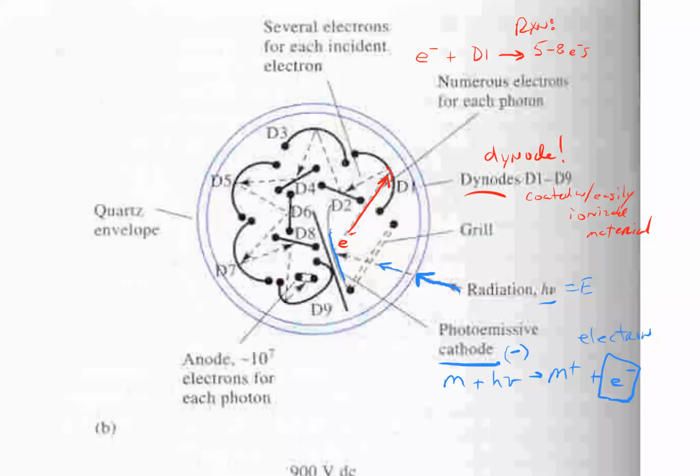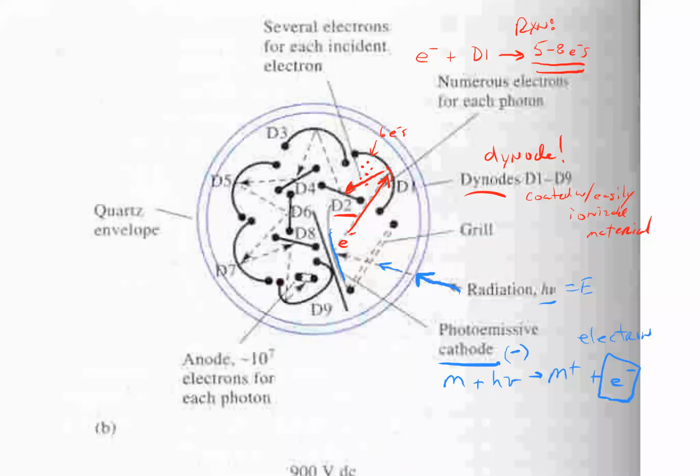So that when the electron collides, multiple electrons are produced, maybe somewhere on the order of 5 to 8 electrons for every single electron. Okay, so one electron comes in, but maybe 6 or 7, and these are my 6 electrons in my cartoon picture, are released from the dynode surface. And they're accelerated towards D2, the next dynode.